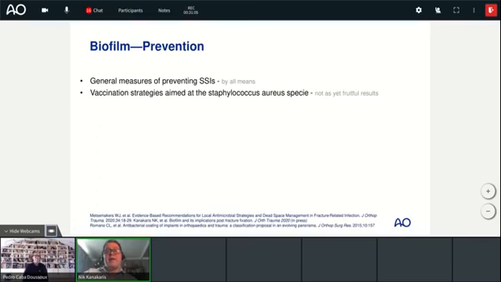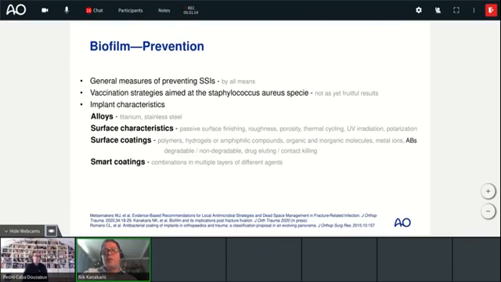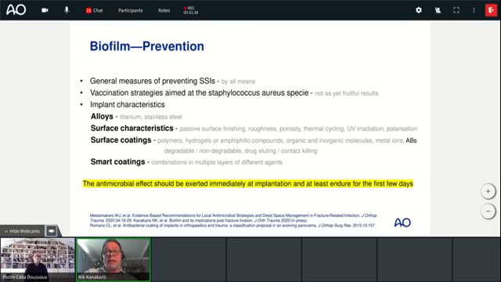And then prevention is usually the best treatment, taking general measures of preventing surgical site infections, and then more specific measures to prevent the biofilm, which could be the alloy we have our implants made of, or nowadays not specifically passive characteristics of the surface, but active coatings that can repel or actually fight the bacteria. We need to understand that this effect needs to be exerted immediately on insertion and last for days.